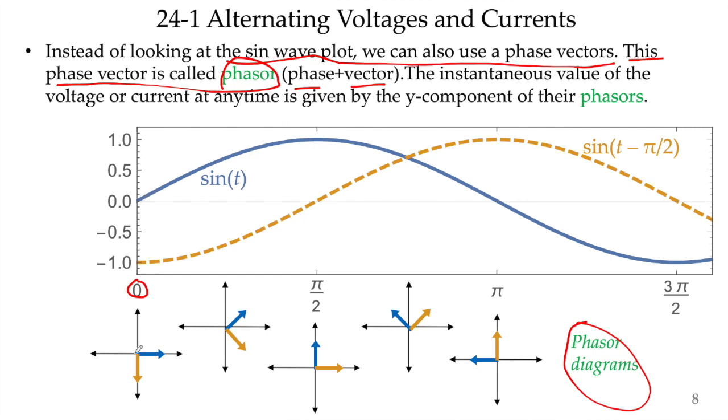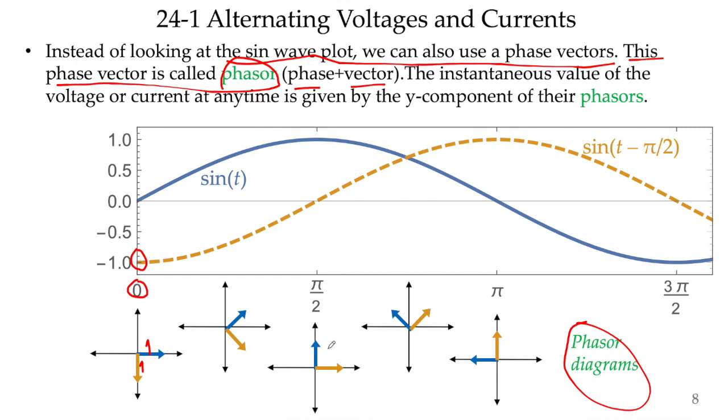Okay. What about the yellow one? So the phasor is down. What is the y component? Well, imagine these have length 1. So the y component is 1, but it's actually -1. So the yellow curve is at -1.